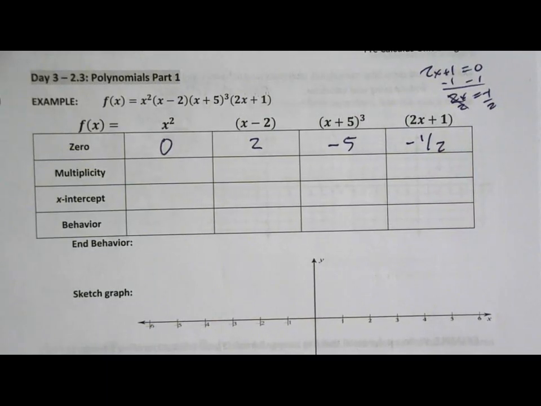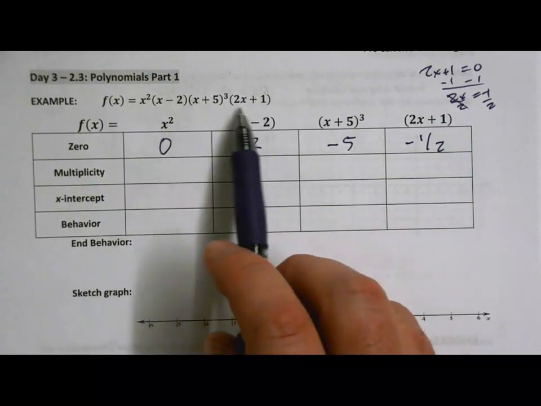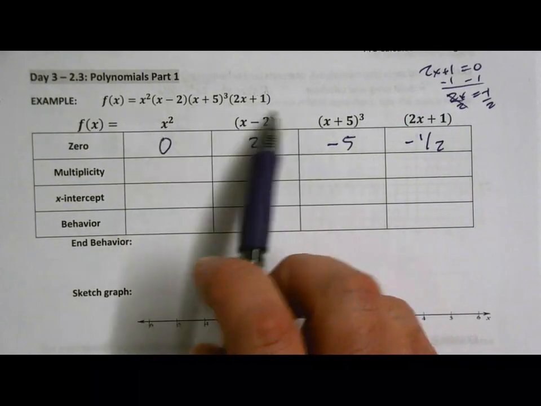We set the factor equal to 0 and solve. And that's why they're called zeros. They're called zeros because any of these numbers, if I plug them into this function, what's the entire function going to end up equaling?